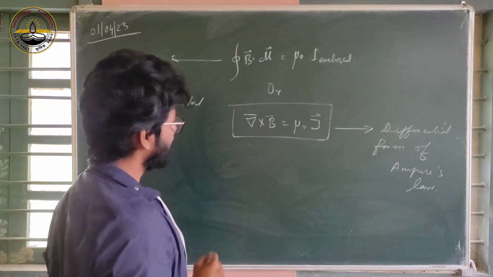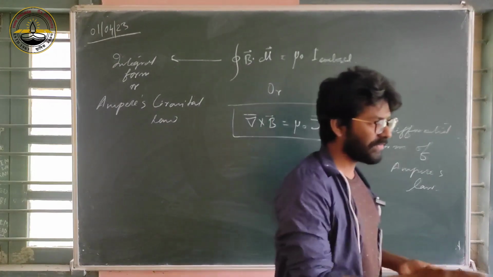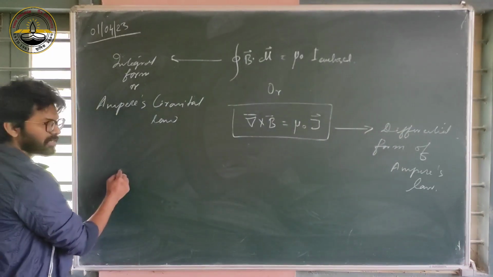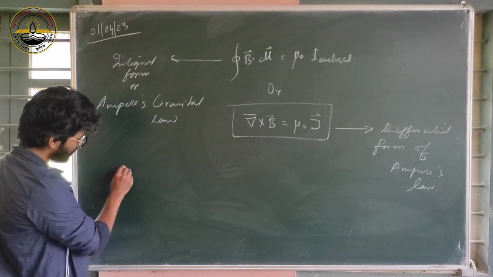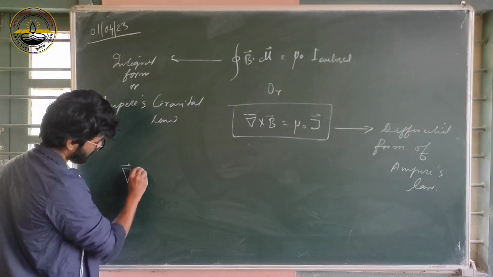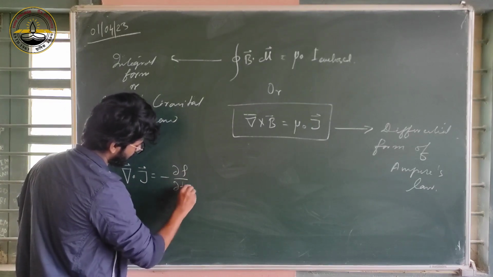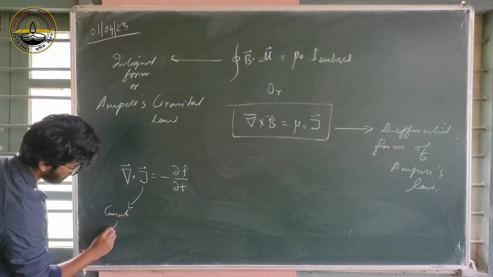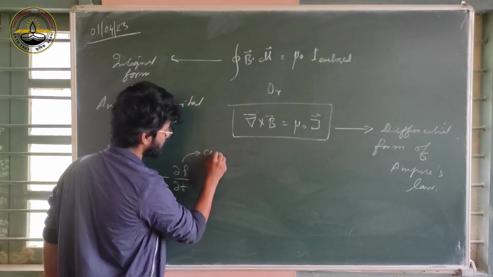It should immediately click that I asked for this, because use conservation of charge. That actually means use the continuity equation. If you remember the continuity equation, del dot J equals minus del rho by del t. This is current density and this is charge density.